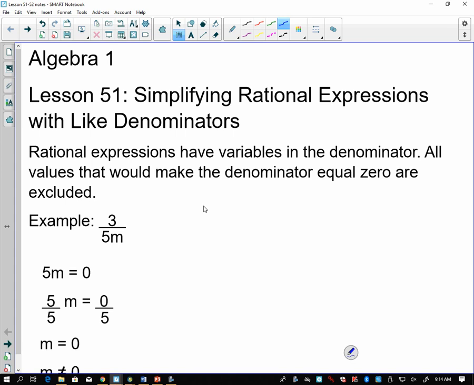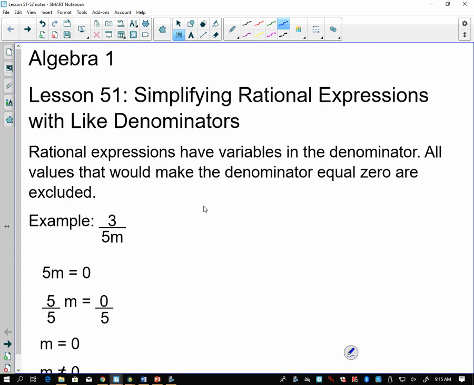All values that would make the denominator equal 0 are excluded. So normally what they're going to be asking for here is identifying the excluded value. So basically what we're going to do in the denominator is take just the denominator value, set it equal to 0, and then solve for the variable. Okay? So we're going to say 5m equals 0.